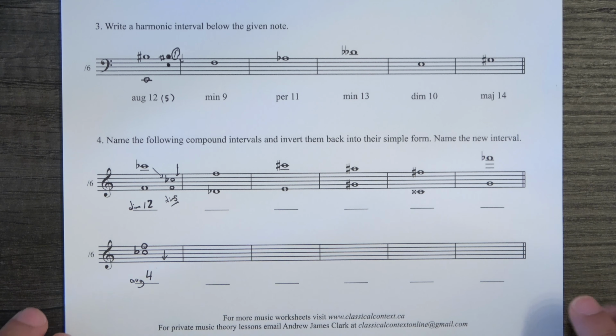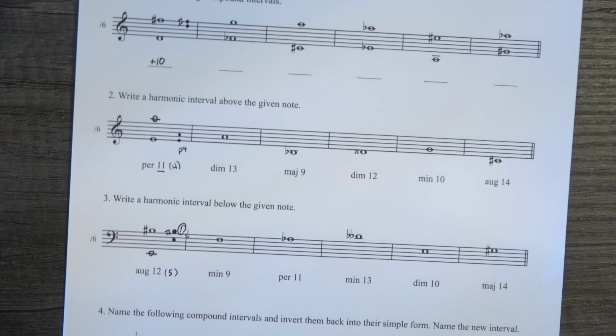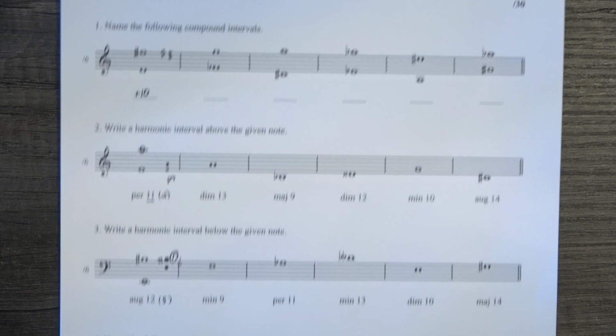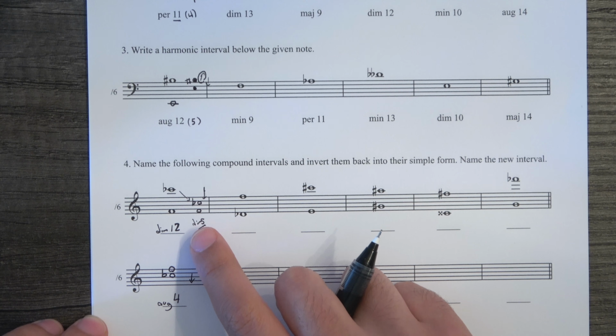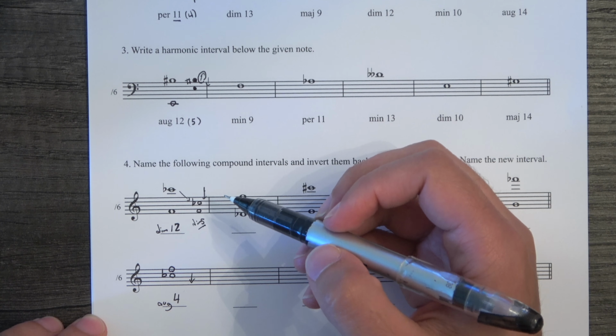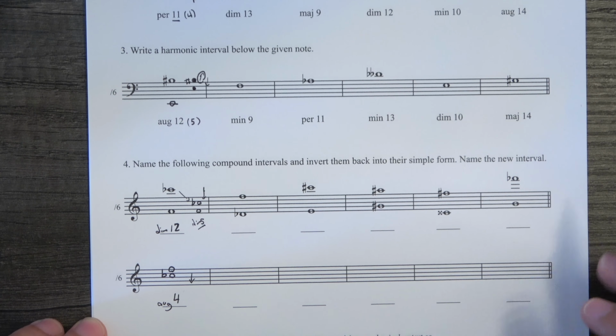That is the level 8 compound intervals worksheet. This is tricky in level 8. I would say the most important thing to remember is how to invert the compound intervals. You don't flip them upside down. It's not really what you're doing. You're transposing in two opposite directions at the same time, and you're going to be left with the simple interval.